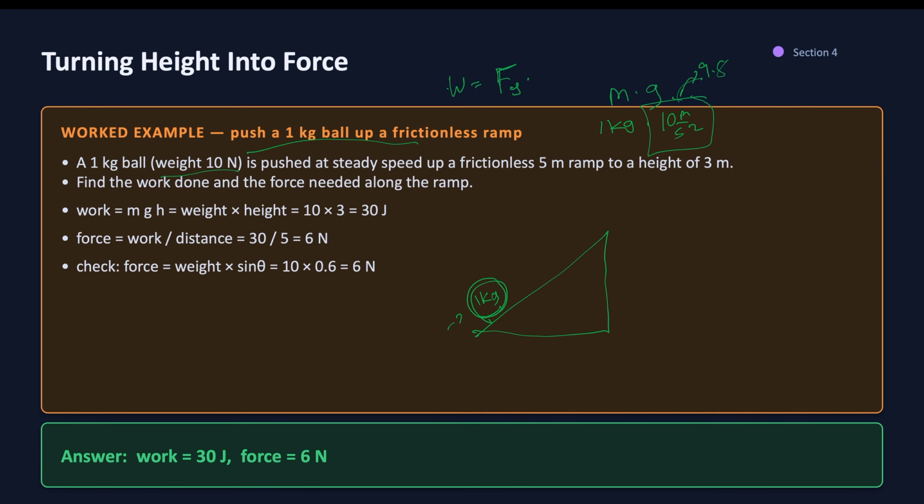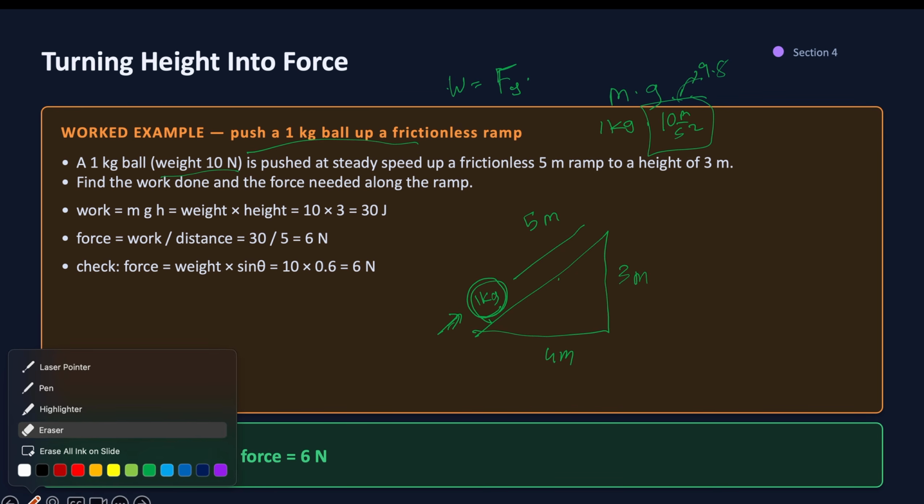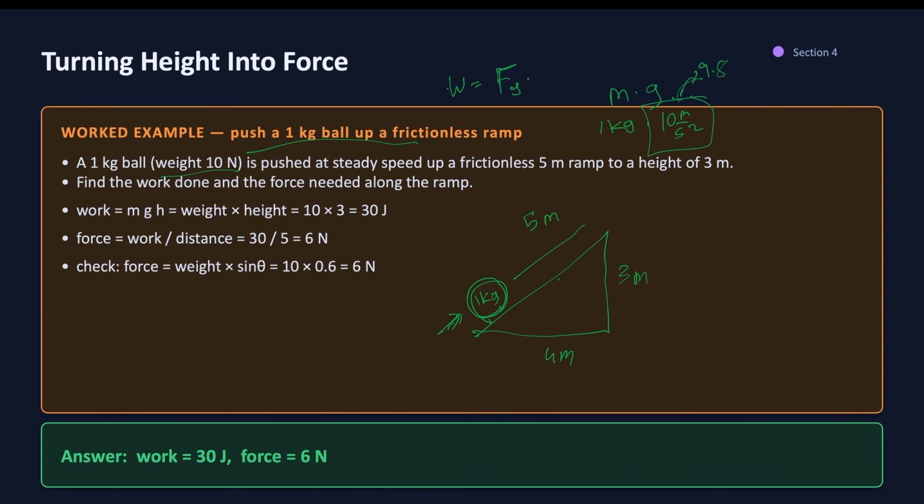So then what would I do? Push it at steady speed up a frictionless 5 meter ramp to a height of 3 meters. Find the work done and the force needed along the ramp. So if it's pushed, how far is it pushed? 5 meters, right? To a height of 3 meters, which means over here would be 3 meters. And then if you know the Pythagorean triple, this should be 4 meters, using the 3, 4, 5 Pythagorean triple. Or you could just use the Pythagorean theorem, but this is easier.